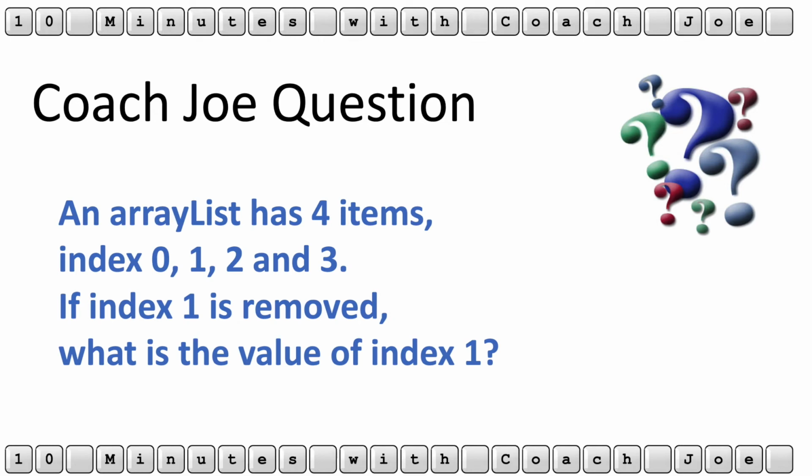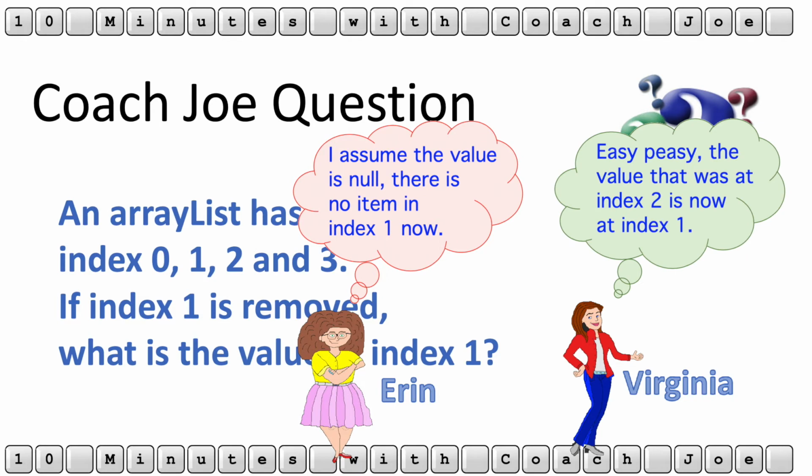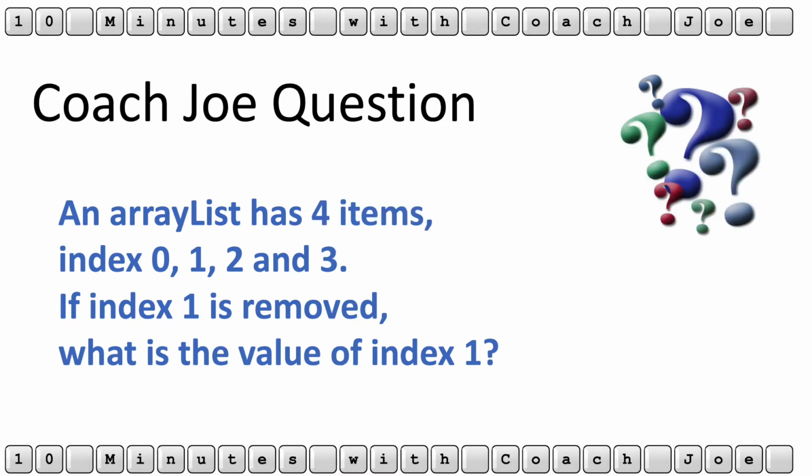Time for another Coach Joe challenge question. An array list has 4 items, index 0, 1, 2, and 3. If index 1 is removed, what would be the value of index 1? Correct. The item at index 2 moves to index 1.